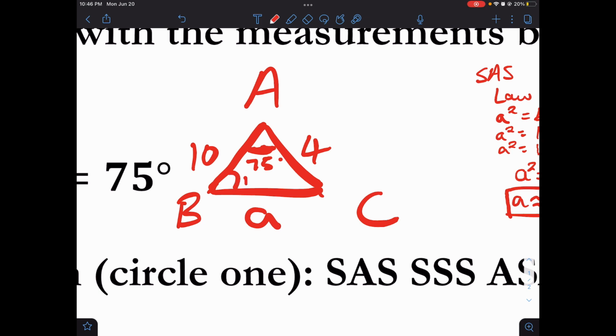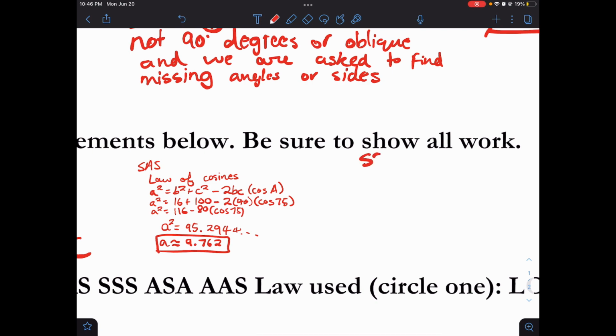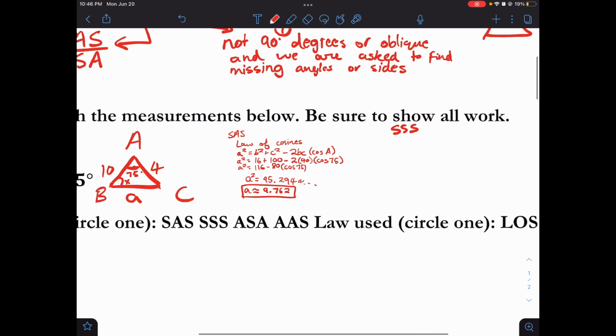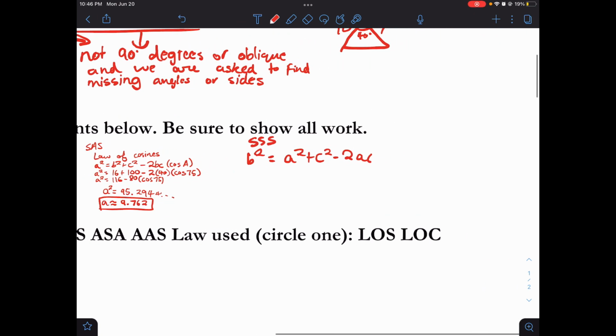So if we're finding this, right? If we're finding, let's label that as X, and we have all the sides. We have to make sure that, so this is how the equation is going to look. It's going to look like B squared is equal to A squared plus C squared minus 2AC times the cosine of B, because we're trying to find B.